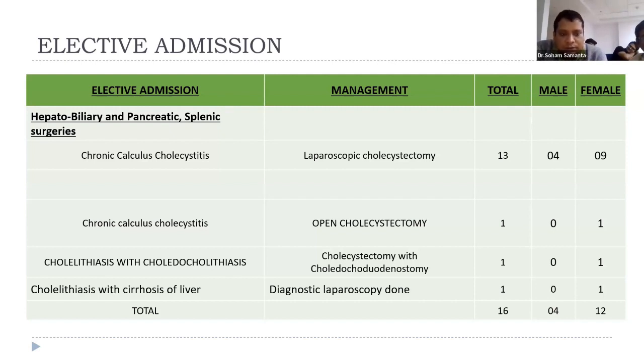One patient with cholelithiasis with cirrhotic liver, which we found intraoperatively. We did diagnostic lap and we abandoned the procedure. You should add that it was abandoned. Yes, sir.